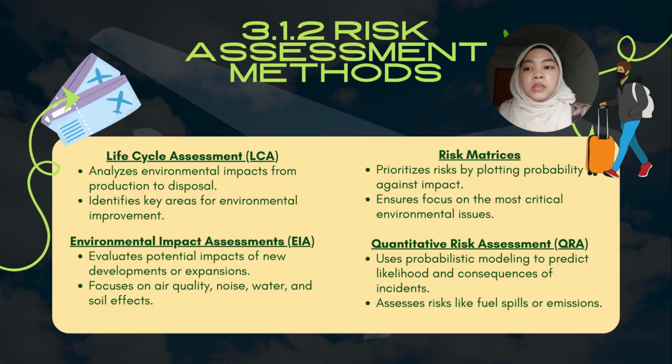The last one is the QRA, which uses probabilistic modeling to predict the likelihood and consequences of any incidents that happen in the aviation industry. They assess risks like fuel spills or emissions from the aircraft. Too much exposure, for example a fuel spill into the ocean, can cause a very catastrophic loss as the ocean can be contaminated. So I think that's all from me. Thank you very much.